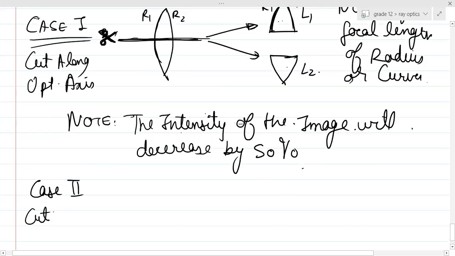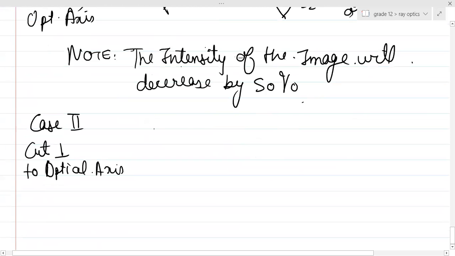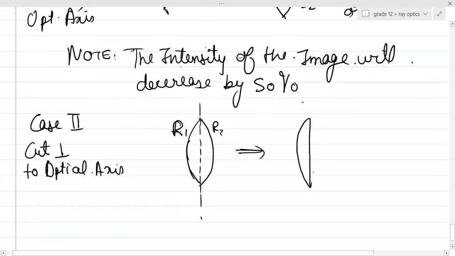Case number 2. If I cut perpendicular to the optical axis, again I'll cut it from between only. Now suppose there is a lens like this, and if I cut it from here, this is the radius r1 and this is r2. If I cut it from here, one becomes like this and another becomes like this. If I cut a biconvex lens like this, two lenses will become like this.